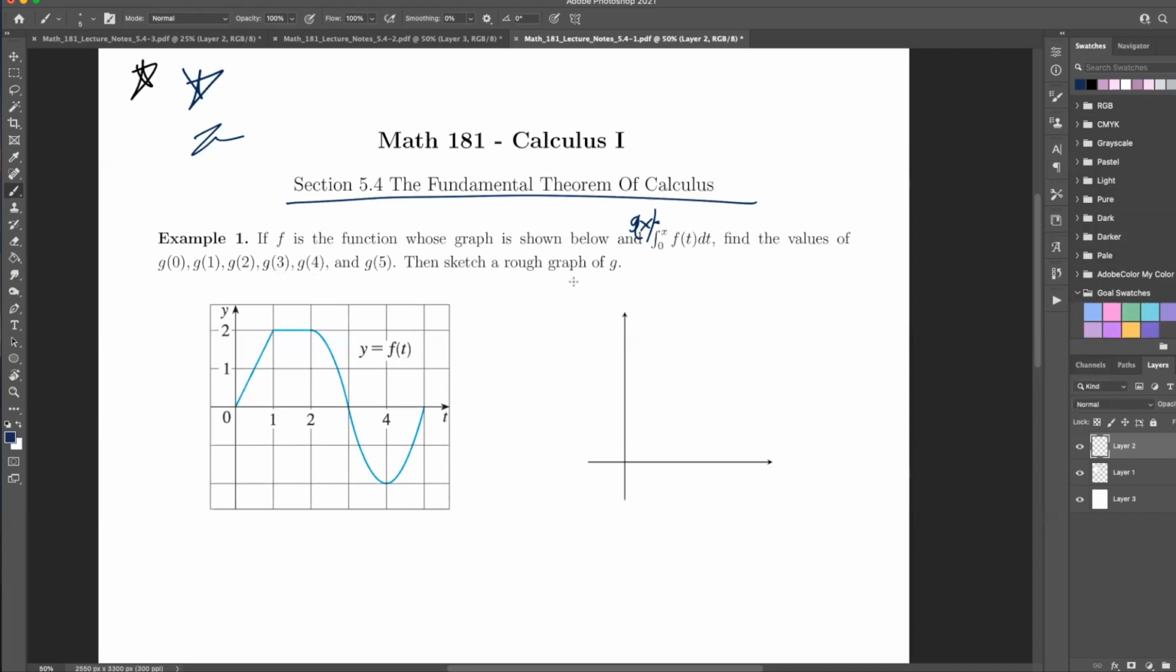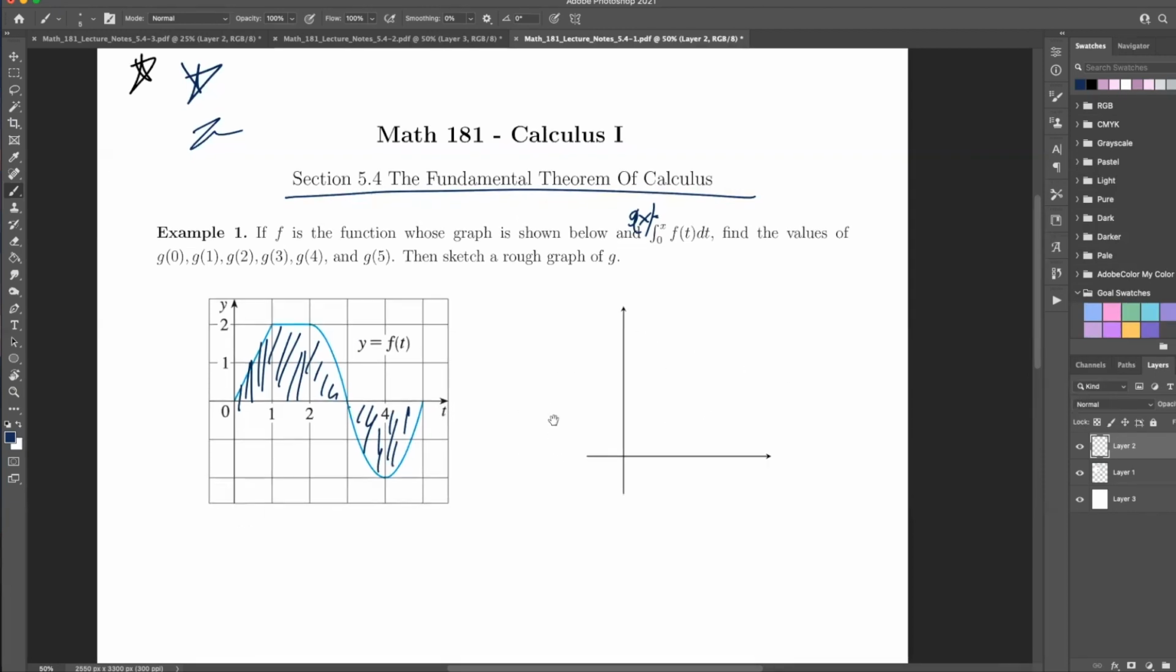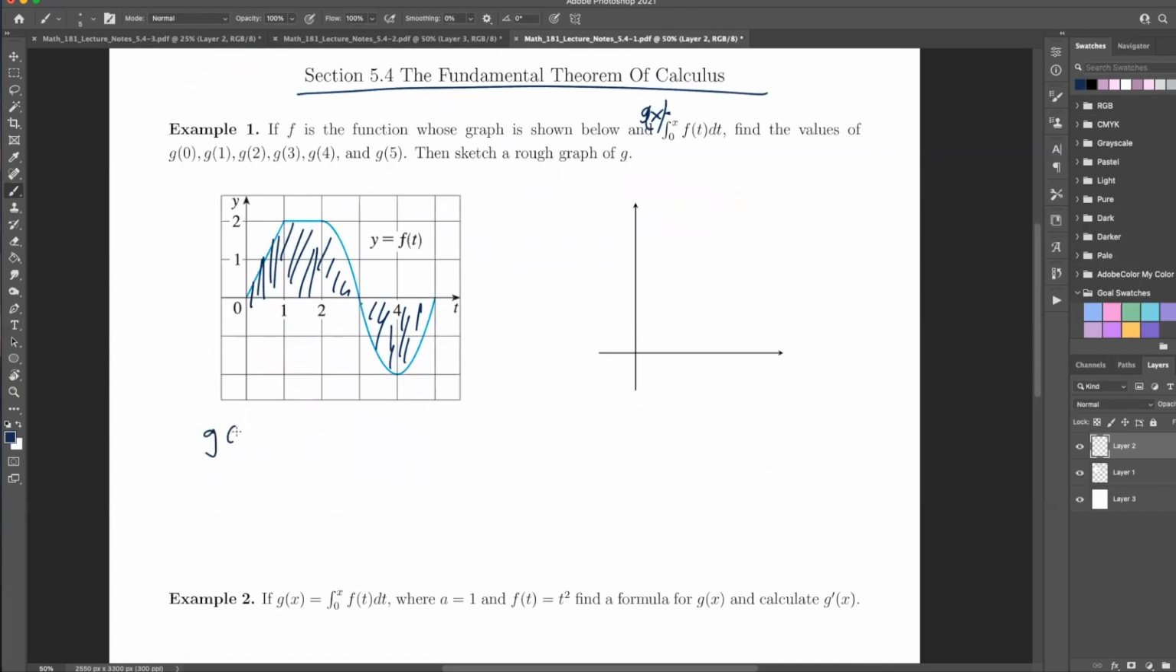Basically what I'm doing here is I want to find out what's the area underneath here. So that'd be g of 1, and then the area underneath all of this, that'd be g of 2, and then here would be g of 3, g of 4, g of 5, and so forth. And g of 0 would be 0. So let's go ahead and do that. So g of 0.